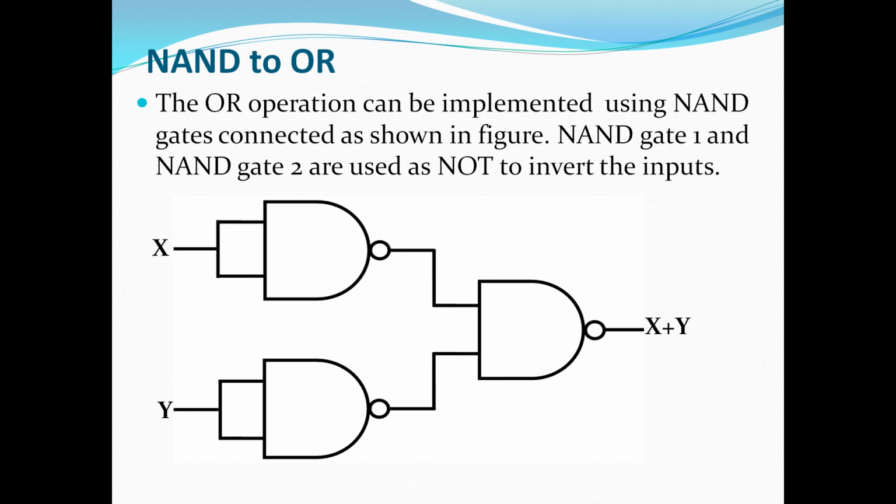Then finally the third gate takes two inputs. The first input is the output of the first gate, and the second input is the output of the second gate. So like that we can implement the OR operation. First we have to invert the two inputs, then we connect them to the output. If we give X and Y as the two inputs, the output will be X plus Y.